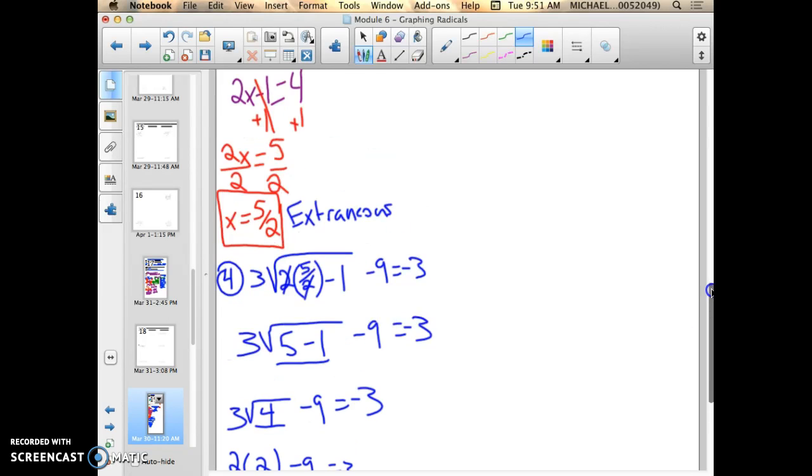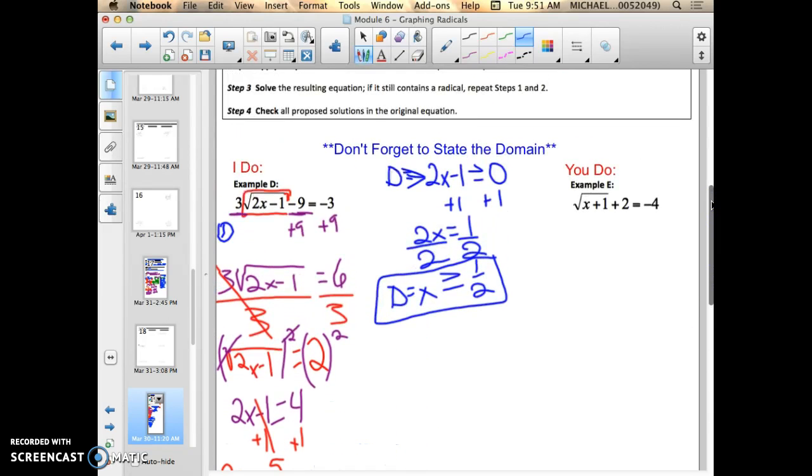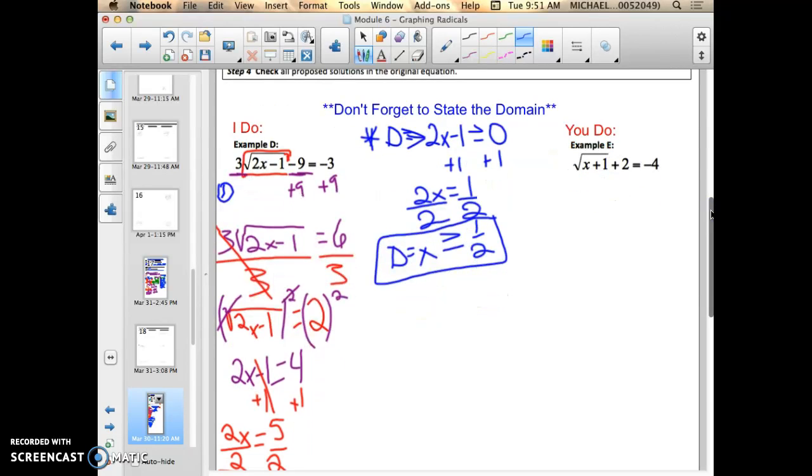All right. So I've done an example. I want you to do the same thing I just did, all 4 steps with the you-do problem. So the first thing you're going to do is state the domain that I did here. Then you're going to do steps 1 through 4. All right, isolate the radical, apply the power rule, solve the remaining equation, check to see if your solution is correct. So please pause your video and try that.